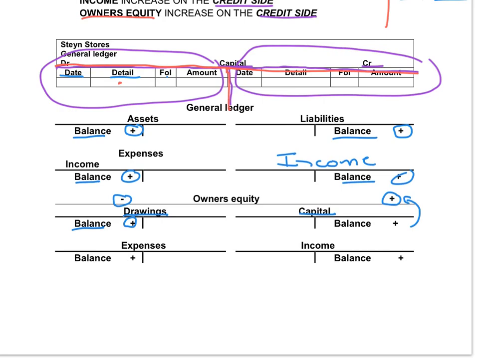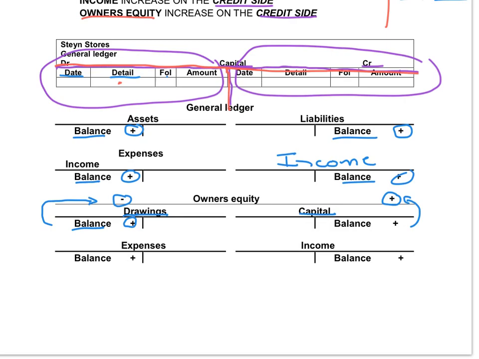But what is the effect of this transaction? When the owner takes money or goods for himself, it means that the business owes him less money or he has less interest in the business, so the owner's equity will decrease.